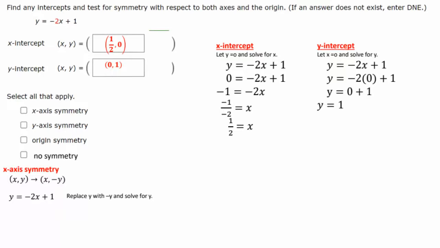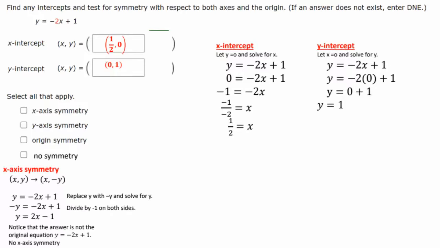We have our equation y equals minus 2x plus 1, and we're going to replace the y with a negative y. When we do that, we have negative y is equal to minus 2x plus 1, and if we solve for y again, we end up with a new equation, y equals 2x minus 1, which is not the one that was given. In the given equation, we have a negative 2 for the slope, and in our new equation, we have a positive 2. So this equation does not have x-axis symmetry.